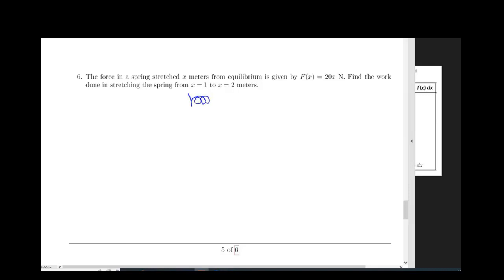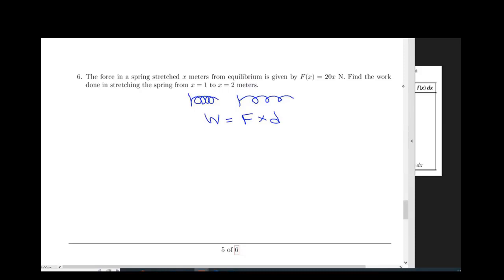The force in a spring stretched x meters from equilibrium, which just means if here is my spring before I pull on it, then I'm going to stretch it, exerting a force on that spring. And it says find the work done in stretching the spring from 1 to 2. Work is equal to force times distance. And force we know is 20x newtons.